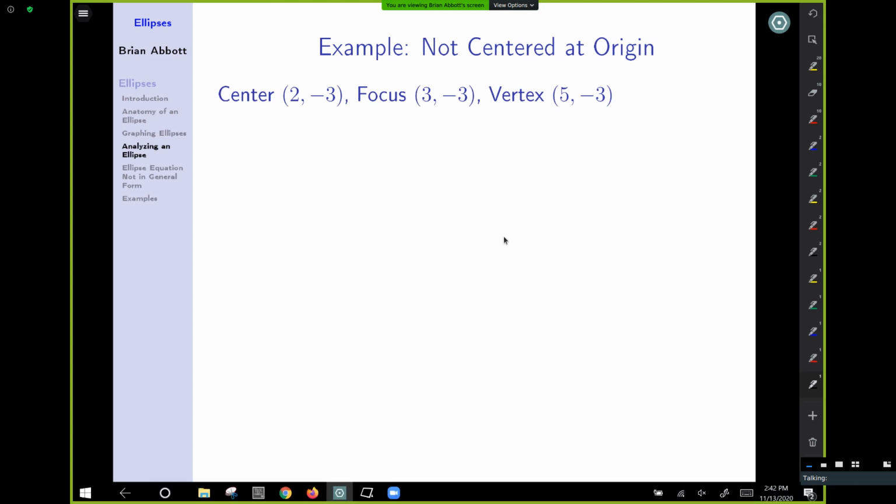Next, we're going to take a look at an example of an ellipse that's not centered at an origin. Once again, they've just given us some points, and we are responsible for figuring it out, doing everything we can with this thing. So we're going to start with a quick graph.